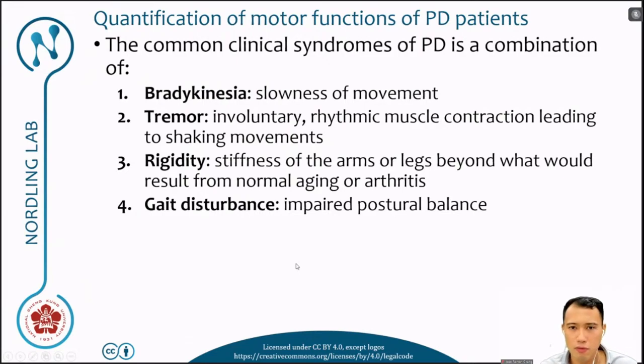Okay, so just before we move into other common clinical syndromes of PD, it could be a combination of bradykinesia, and so on. The first, what we saw in the video, was tremor, right? Tremor is an involuntary rhythmic muscle contraction leading to shaking movements. That's what we saw the patient in the video do, where he couldn't lift the cup of water because he had the tremor. But there's also bradykinesia, which is slowness of movement. There's rigidity, which corresponds to the stiffness of arms and legs beyond what would be from normal aging or arthritis, because as you age, you tend to develop rigidity. And also a gait disturbance, which is irregular, impaired postural balance, right?